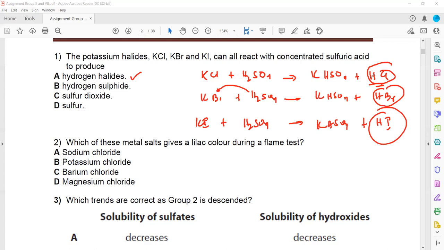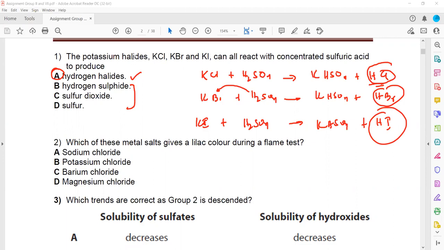Then this hydrogen halide further reacts with more sulfuric acid and undergoes a redox reaction. Hydrogen iodide will reduce sulfur to a lower oxidation number as compared to hydrogen bromide or hydrogen chloride. So in this case, A is the right answer. These other products will be there, but not in the first reaction. For example, hydrogen bromide further reacting with sulfuric acid can give sulfur or sulfur dioxide. In the same way, iodide reacting with sulfuric acid gives hydrogen sulfide, sulfur dioxide, and sulfur.